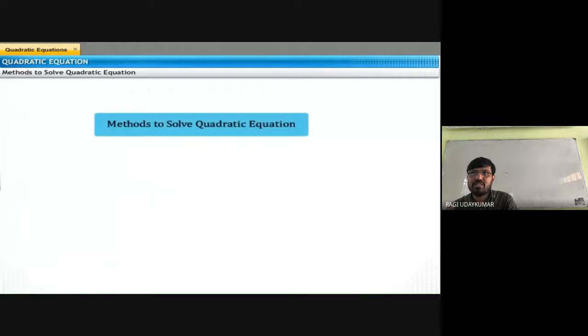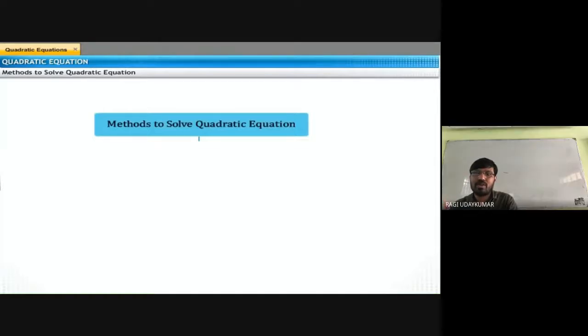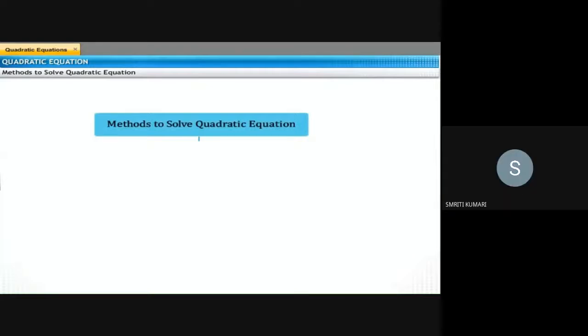What is the difference between the quadratic polynomial and quadratic equation? A quadratic polynomial is in the form of ax square plus bx plus c, where the equal to 0 is not present. But in the case of a quadratic equation, the quadratic polynomial equals 0 is given.